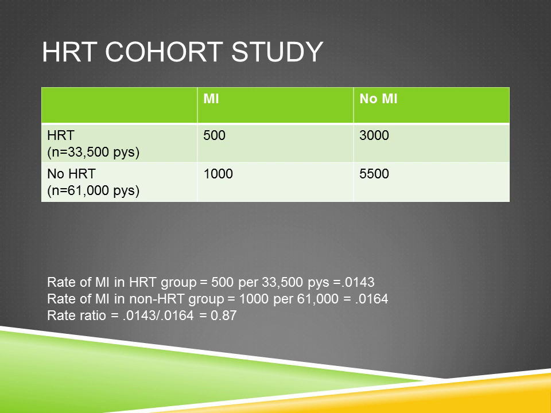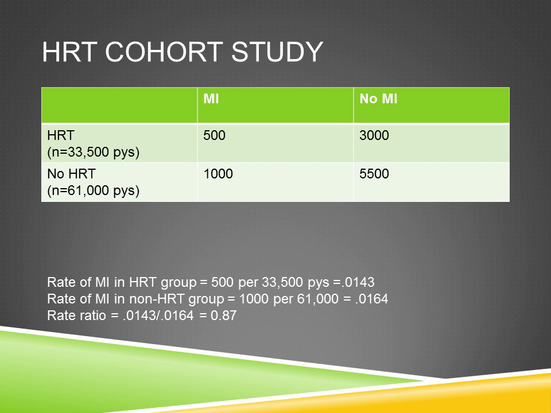If the rate ratio is less than 1, then it's negatively associated, which means that how you would describe these results is you would say women who took hormone replacement therapy had 0.87 times the rate of MI compared with women who did not take hormone replacement therapy, or they were 13% less likely to have a heart attack than women who did not take hormone replacement therapy.